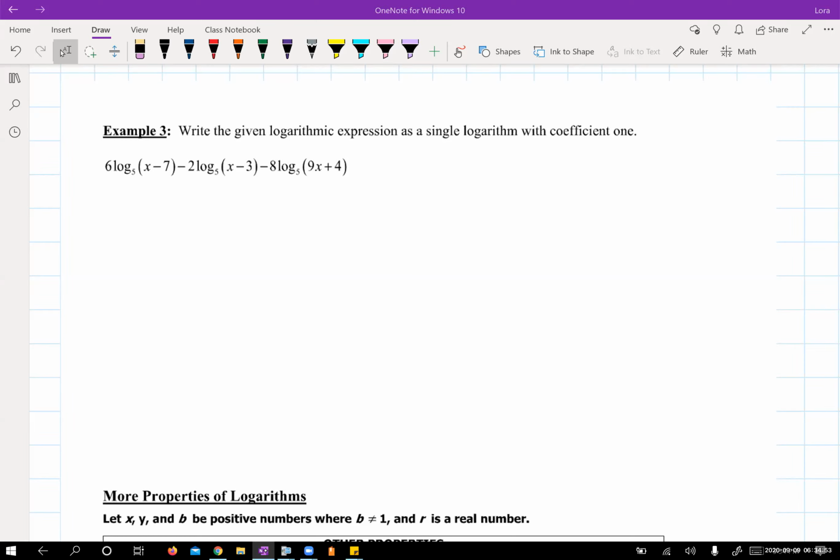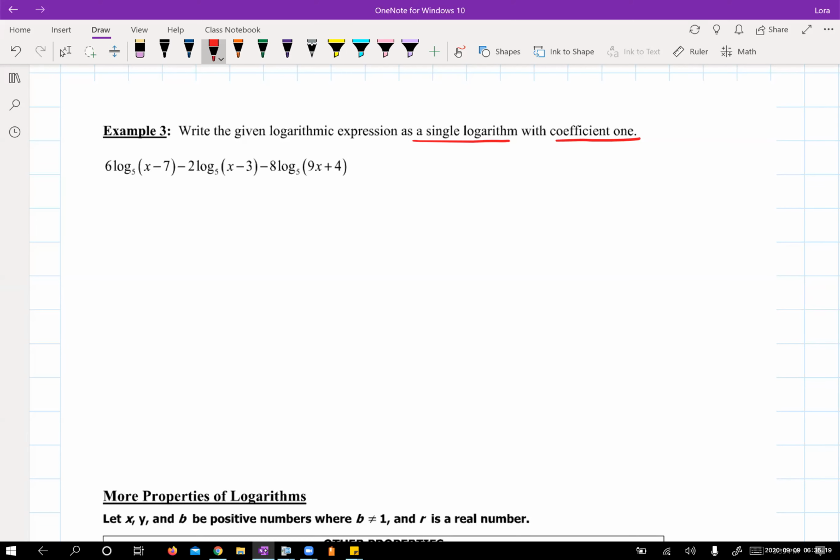Now we're going to work backwards from the previous examples and see if we can rewrite a logarithm in more of a compact form. So you can see the directions for this particular type of problem ask us to write the given logarithmic expression as a single logarithm. So that's kind of key. And not only as a single logarithm, but that logarithm has to have a coefficient of 1.